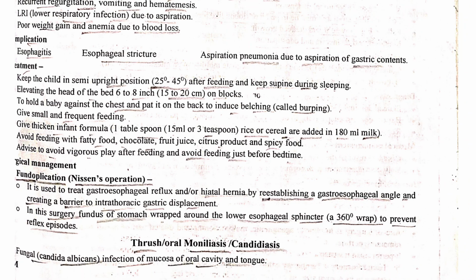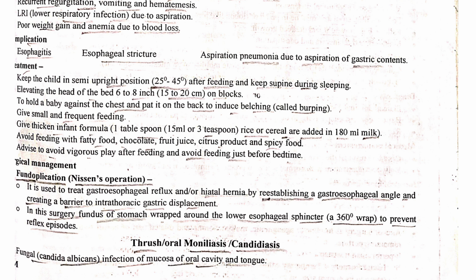Treatment: keep the child in a semi-upright position, 25 to 45 degrees, after feeding, and keep prone during sleeping. Elevate the head of the bed 6 to 8 inches, 15 to 20 centimeters, on blocks. Hold the baby against the chest and pat the back to induce belching, called burping.